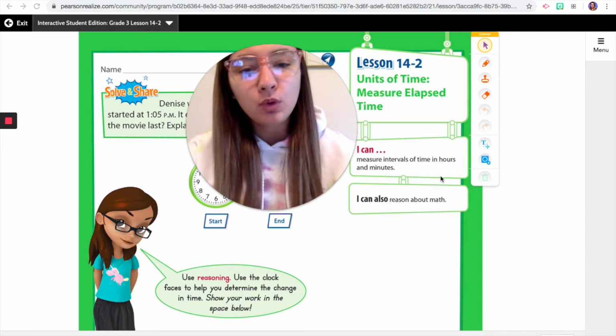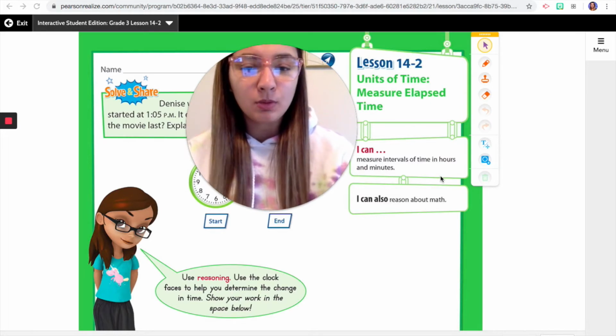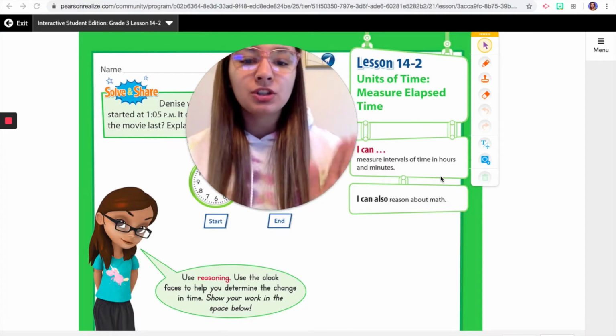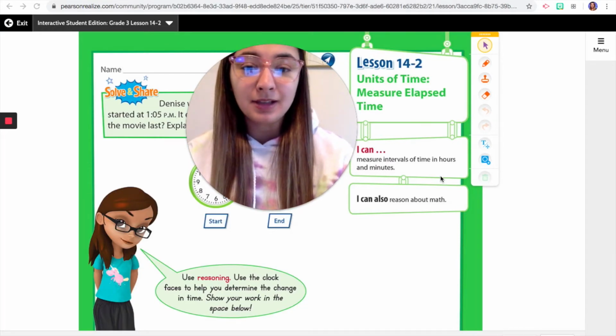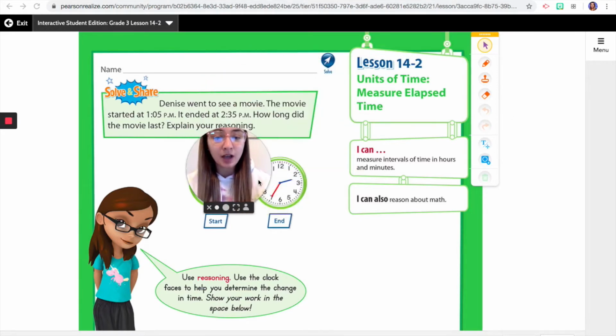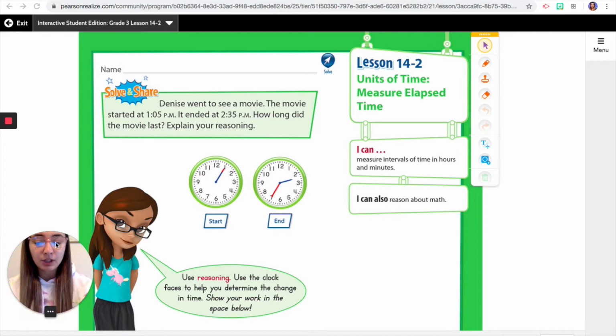So if you were at the movie theater and you got to the movie theater at 1 o'clock and your movie ended at 2 o'clock, how much time has gone by since the movie started? So I'm going to, again, make myself smaller so you can focus on the middle of the screen, and I'm going to zoom you in, and let's get started.